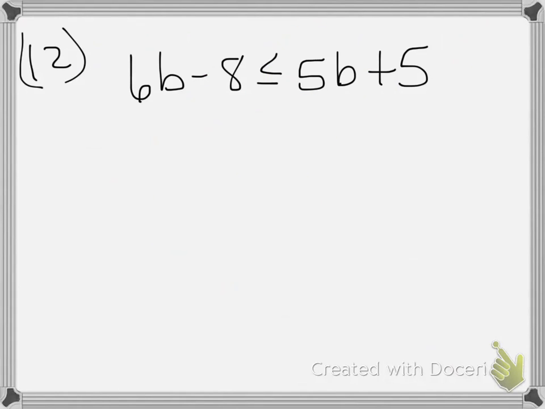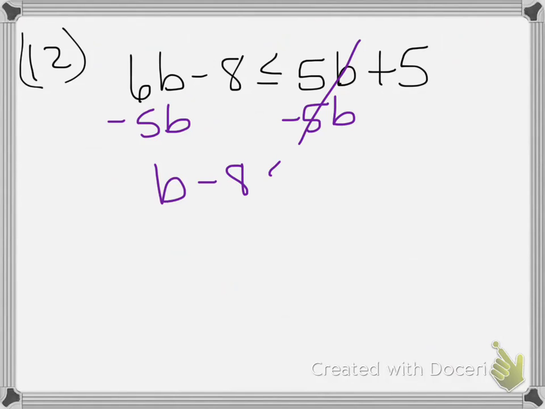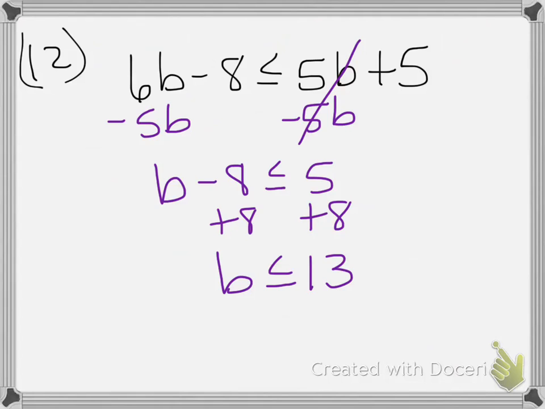Number 12, we're going to be solving an inequality. This is exactly like solving an equation. So I'm going to subtract 5b from both sides. 6b minus 5b is 1b minus 8 less than or equal to 5. I'm going to add 8. I'm going to add 8. b is less than or equal to 13.